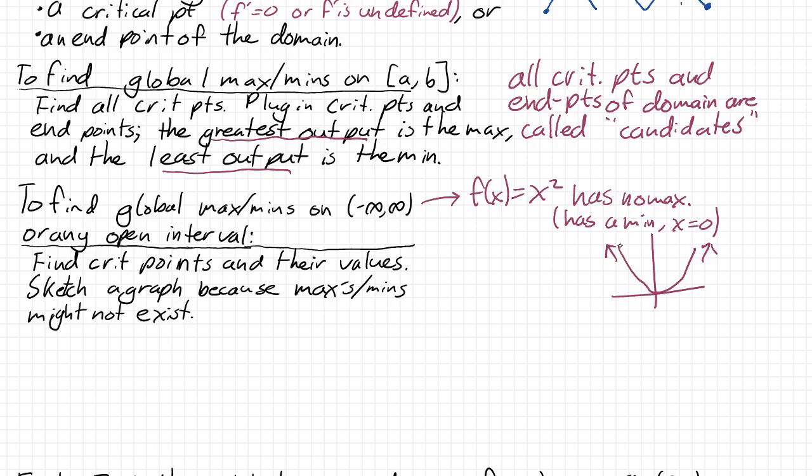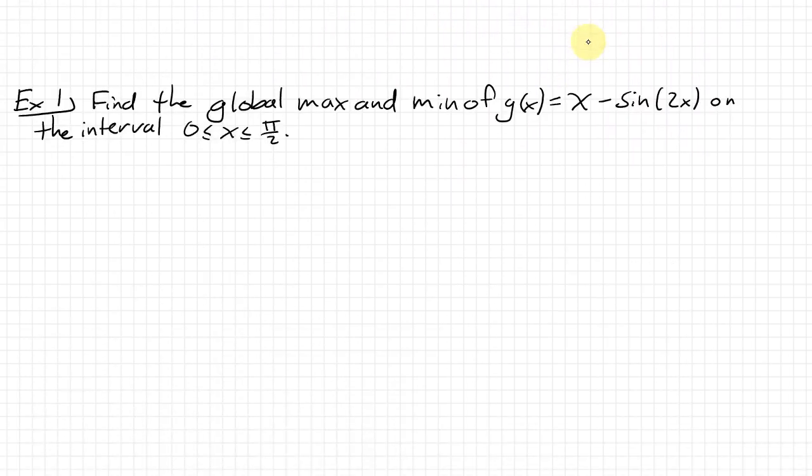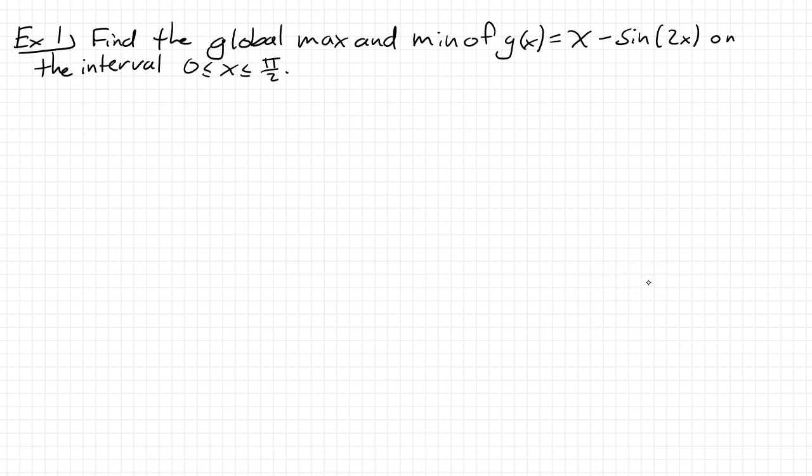So you kind of need to know what the graph looks like, because you need to see whether its maximums and minimums even exist. And then you can find the critical points and their values partially to help you graph it, and also to see which one is the greatest and least, and to actually find them. So let's do an example here. Let's find the global max and the global minimum of this one on this interval.